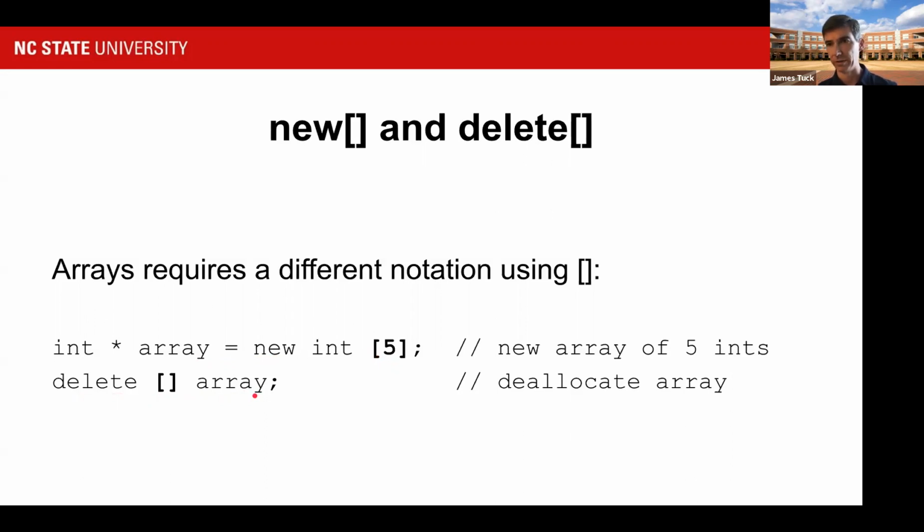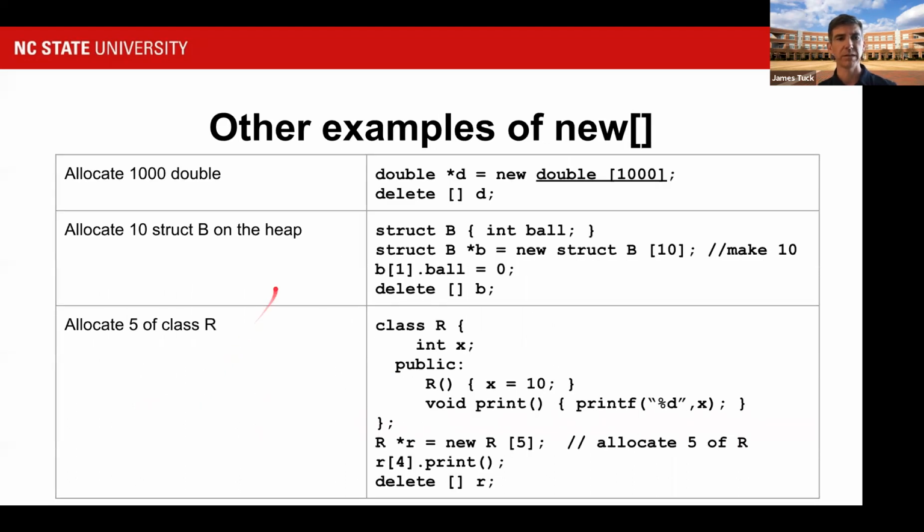Okay, so a pretty simple notation. Anytime we want an array, at the end of new, we're going to have brackets with the number of elements we want in our array. And anytime we need to delete and free the array, then after the delete keyword, we need to include this open and close bracket.